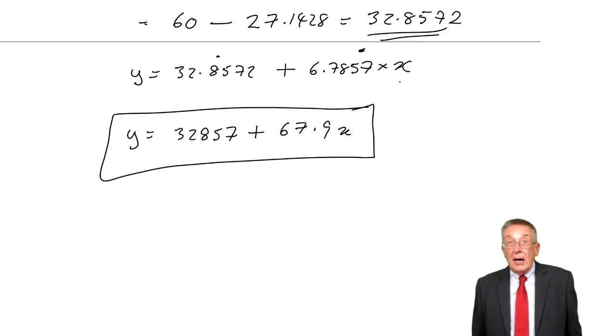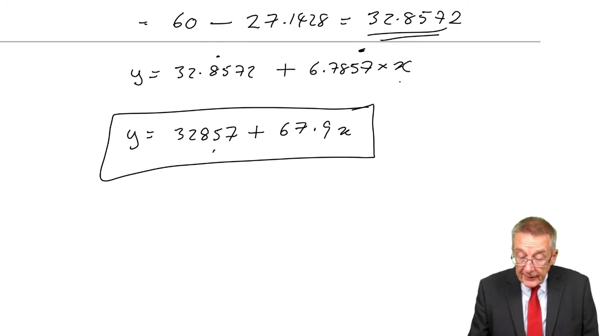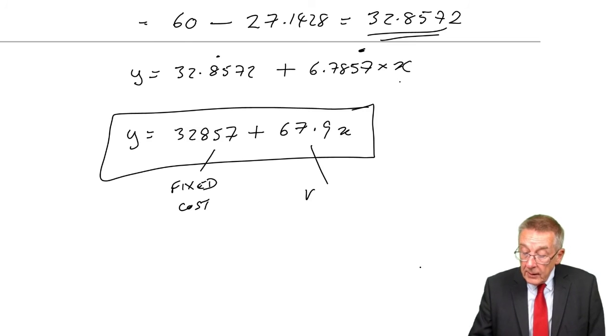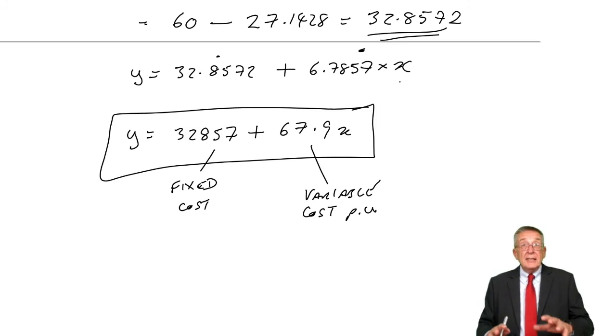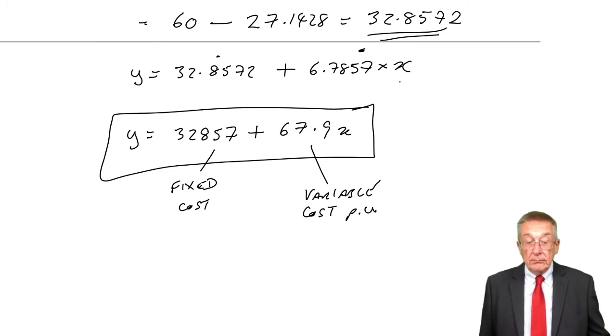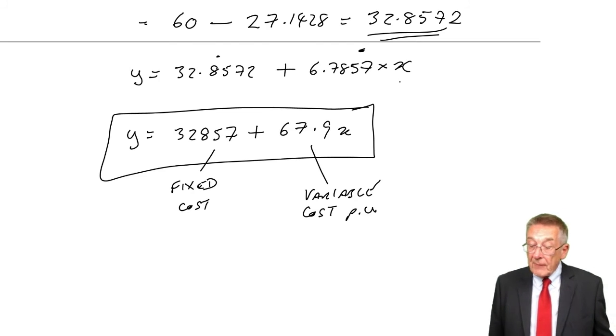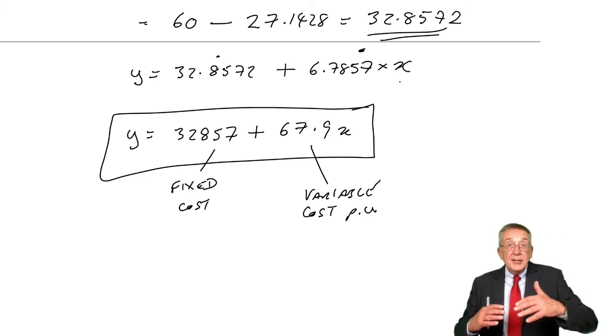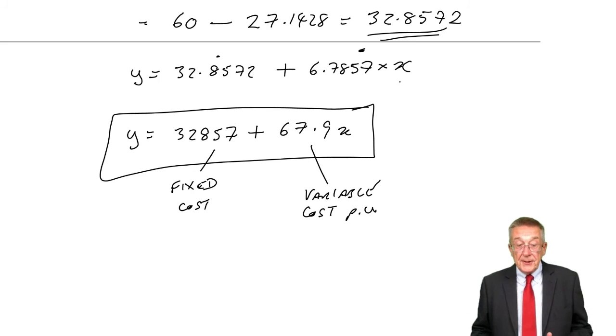Anyway, there we are. 32,857 will be the fixed cost. 67.9 would be the variable cost per unit. So again, we've split the semi-variable cost into fixed and variable. And for the reasons I explained earlier, it's a somewhat better approach than using the high-low, because it takes into account all the observations.